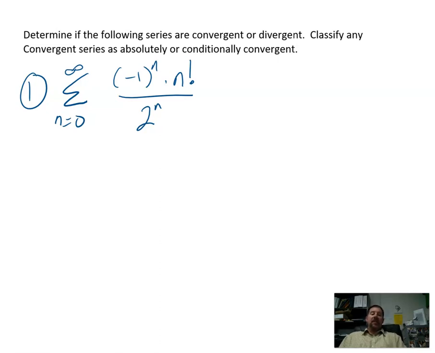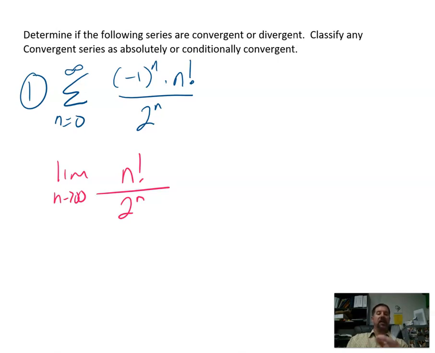I want you guys to think about this: how would you attack it? Hopefully you're thinking the very first thing I'm going to do is run it through our nth term test for divergence. That should be the first way we approach any series, to just make sure that it passes that test first. When I do this test, I really just need to look at the n factorial over 2 to the n part. Again, that negative 1 to the n is just going to be the alternating part, right?